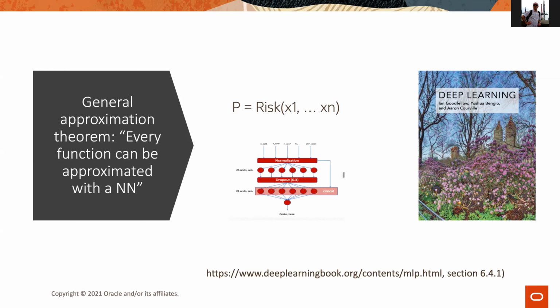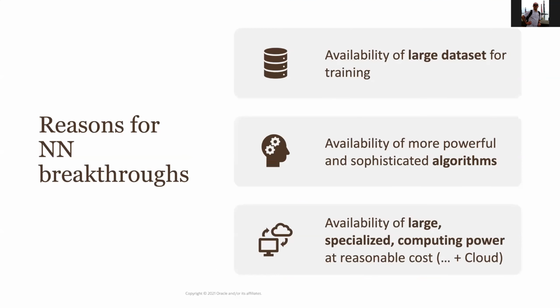But, and this is the first important conclusion, in the last, let's say, 5 years, things have changed profoundly. And in fact, today we are surrounded by real-world applications of neural networks. So let's make one step forward. What are the reasons why we can use neural networks effectively today? Basically, I've chosen 3 points. First of all, availability of large datasets for training. The second one is the availability of more powerful algorithms to train the network. And the third one is the availability of large specialized computing power, especially in the cloud.